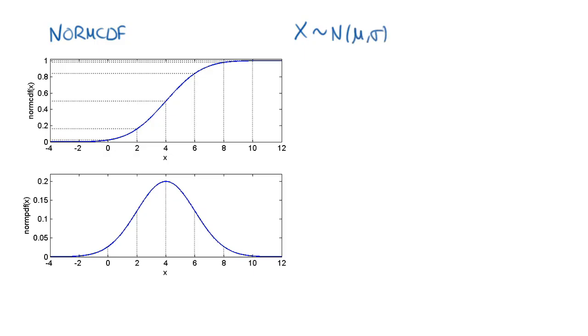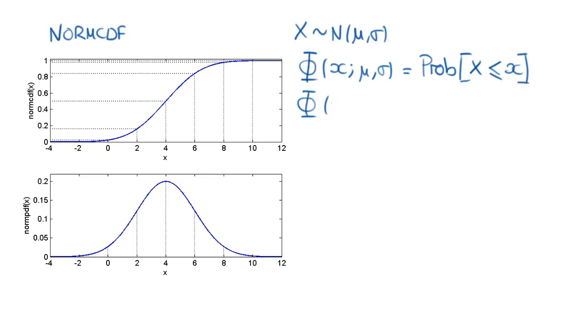The normcdf is a real-valued function, usually denoted by capital Phi, whose arguments are a real-valued variable, lowercase x, mu, the mean, and sigma, the standard deviation. This function gives us the probability that a realization of the random variable is below or equal to lowercase x. If the values of mu and sigma are not specified, we will assume that the value of mu is 0 and the value of sigma is 1.